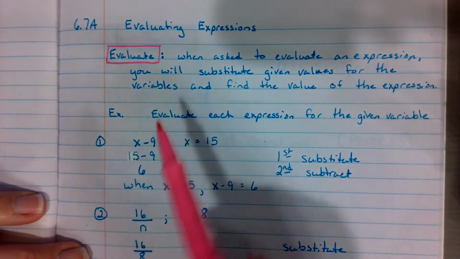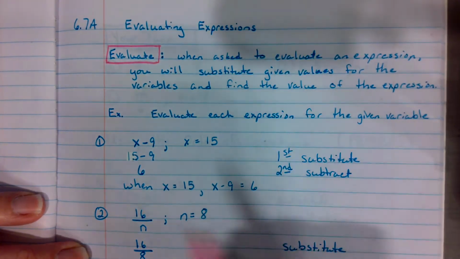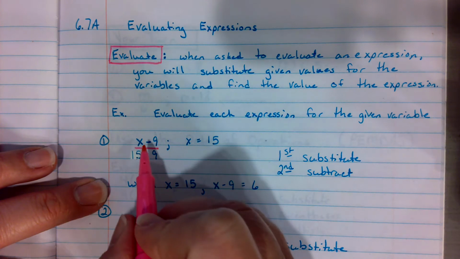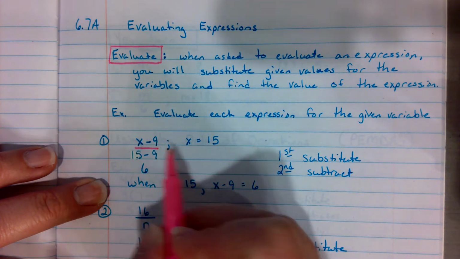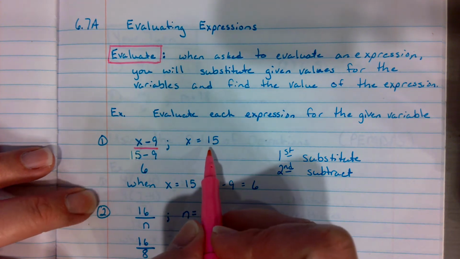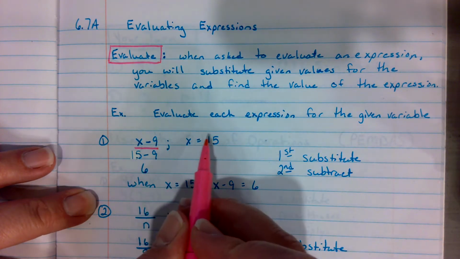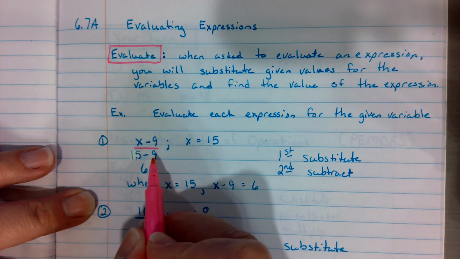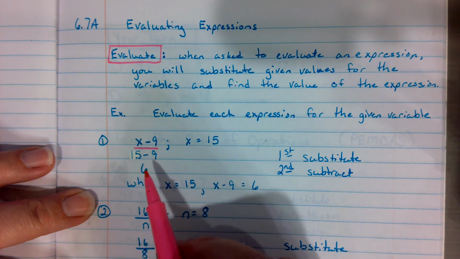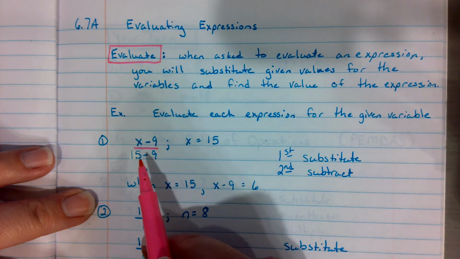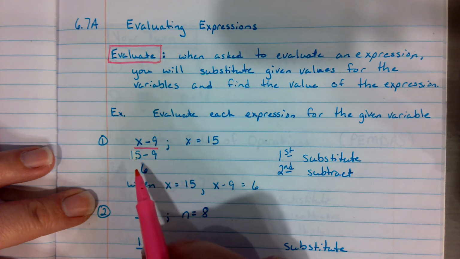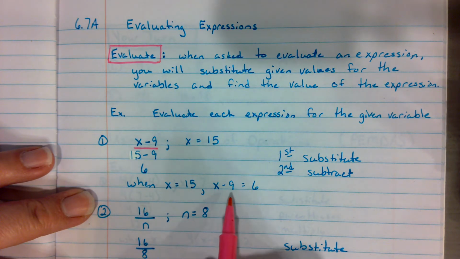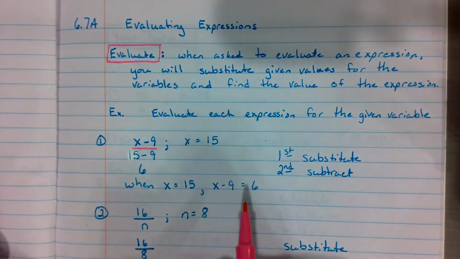So here are some examples. It says evaluate each expression for the given variable. The first one, my expression is x minus 9. This is essentially saying, what is x minus 9 when x is 15? The first thing you need to do is substitute that 15 wherever you see x. So 15 minus 9. The next thing you do is find the answer with that given value. 15 minus 9, we subtract, and that's 6. So when x is equal to 15, x minus 9 equals 6.